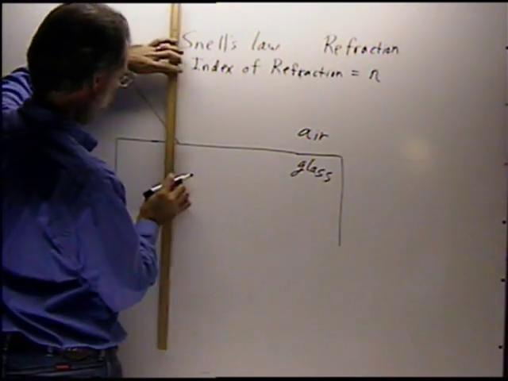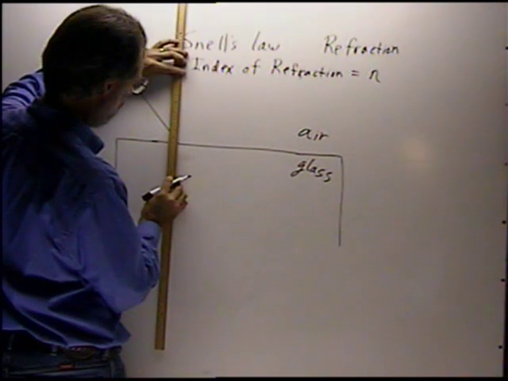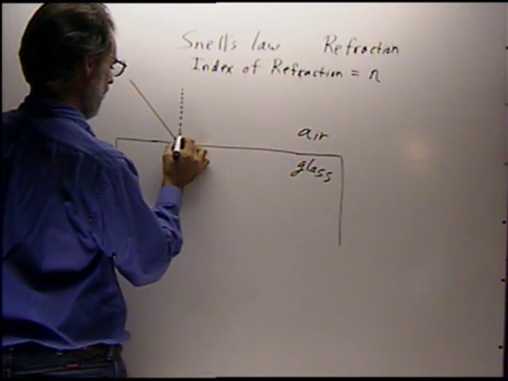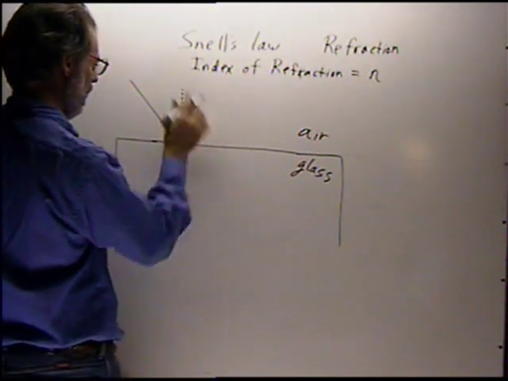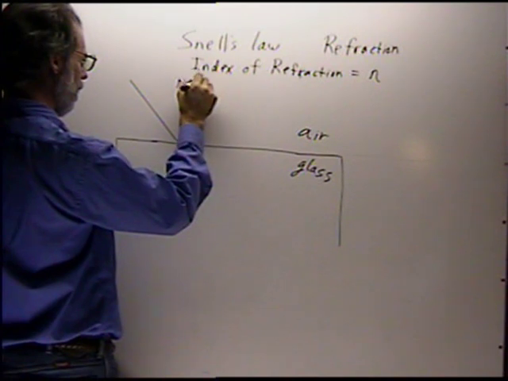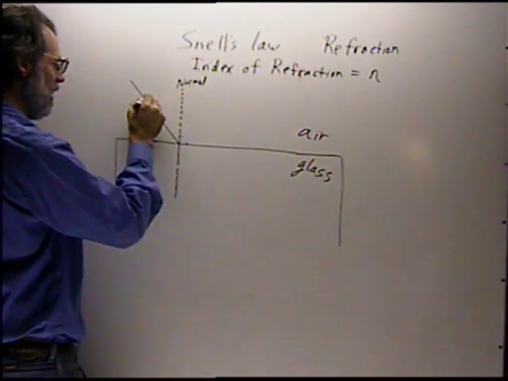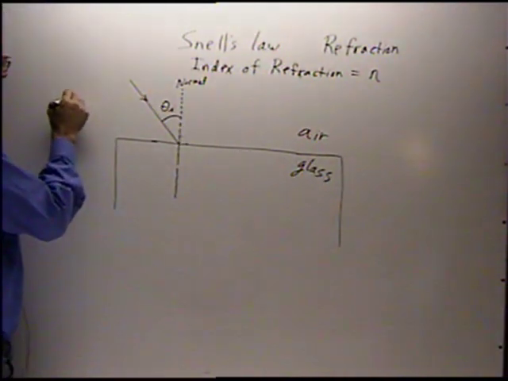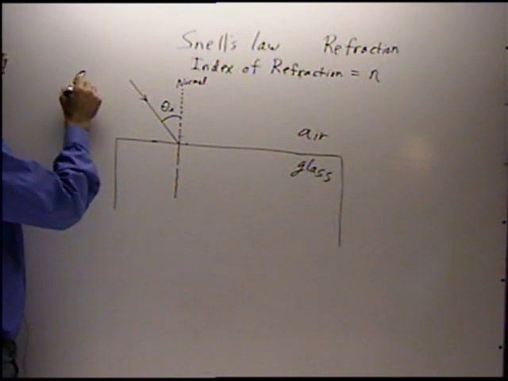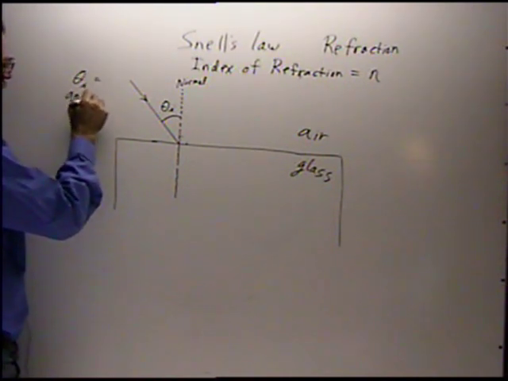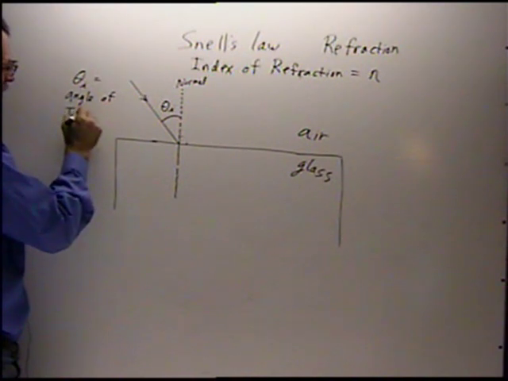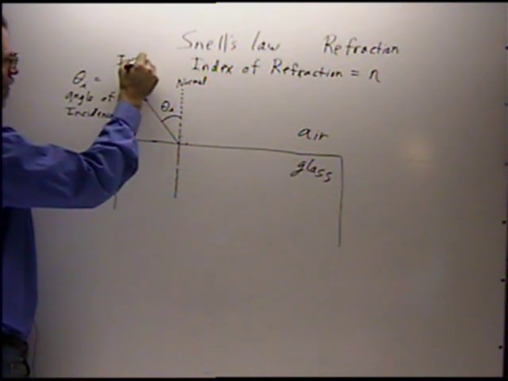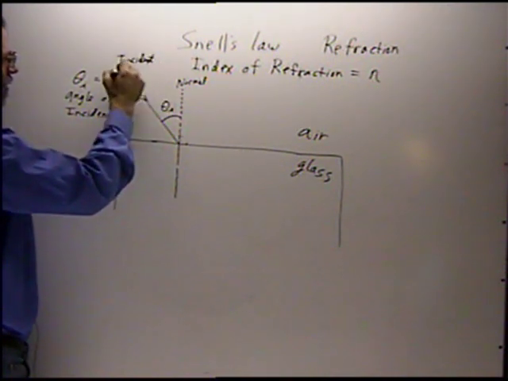into here, we're going to draw the normal. The normal is perpendicular. Okay, that's a 90-degree angle right there. This is a normal. Okay, this is the incoming ray, and this is the angle of incidence. The angle, theta I, is the angle, what's called the angle of incidence. Because this is the incident ray. It's the one coming in. Incident ray.